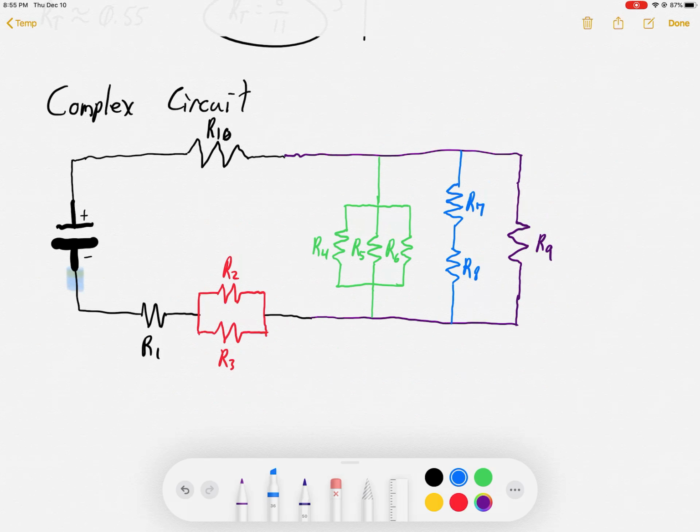Follow along and see what happens. The current starts at the negative node, reaches that first resistor.